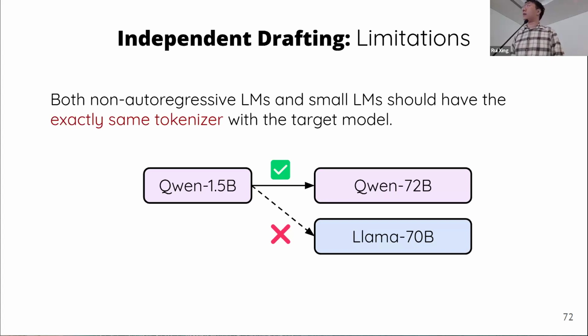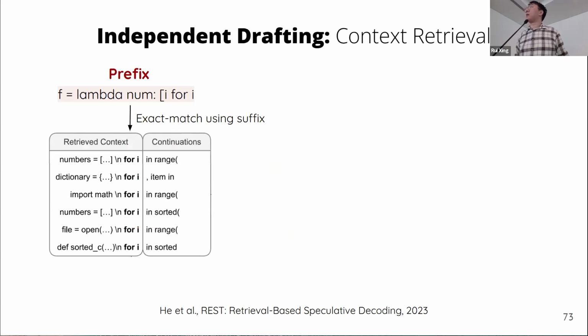Given these limitations, we can also design some non-model-based independent drafting methods. The first classical method is context retrieval. It's also very simple. Given your prefix, like after lambda num, this is code, we can use it to retrieve from your corpus. Here we just use exact match using the suffix, and we can retrieve different continuations from the corpus.